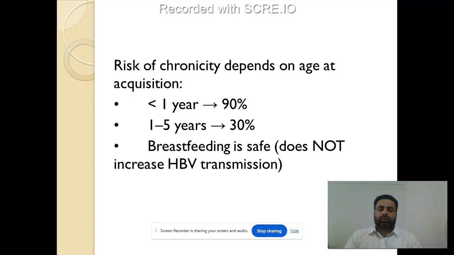So, risk of chronicity depends on age at acquisition. If age is less than 1 year, chronicity is 90%. If age is 1 to 5 years, it is 30%. Breastfeeding is safe, and does not increase hepatitis B virus transmission.